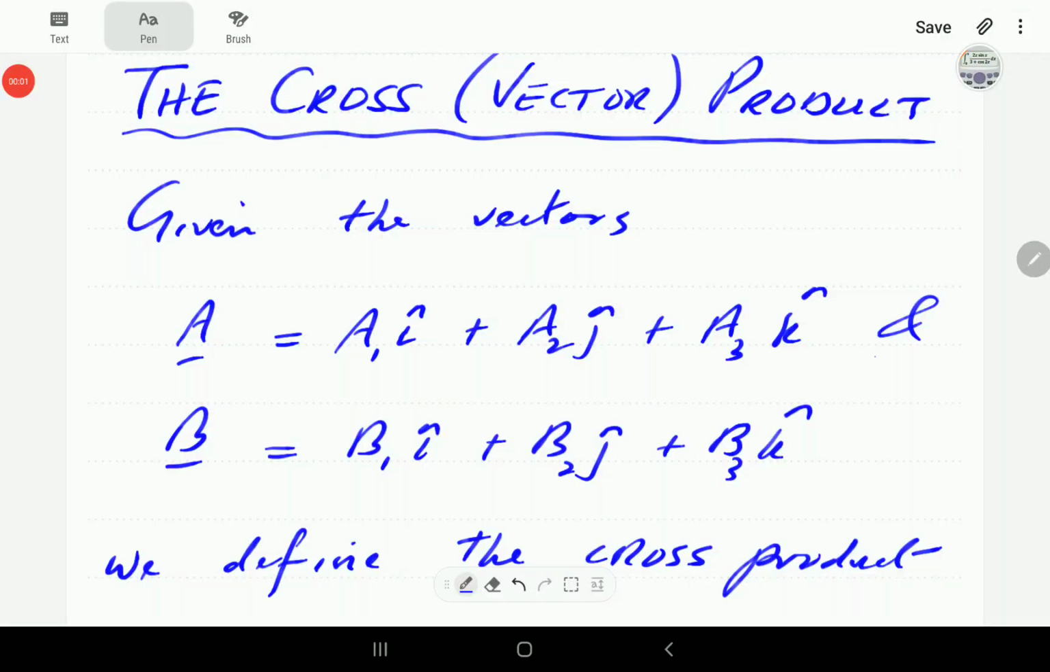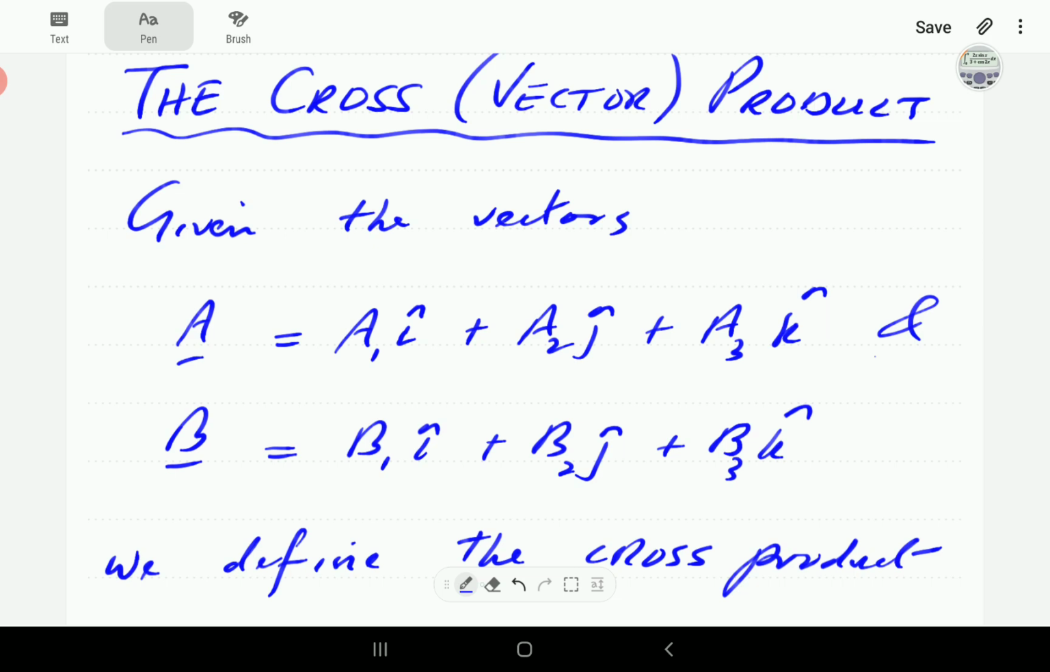Alright, so in this video we introduce the cross product. We mentioned earlier that there are two ways of multiplying one vector by another vector. One of them is the dot product and the other one is the cross product. While we're here, dividing one vector by another is not defined.